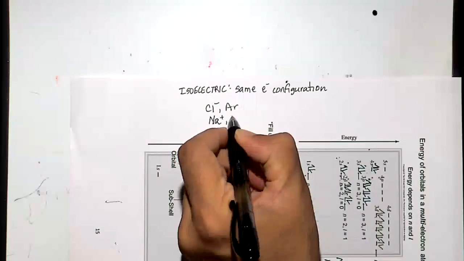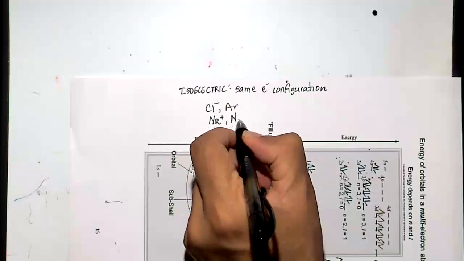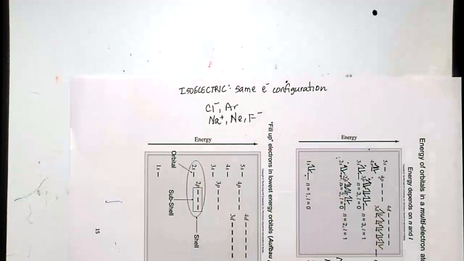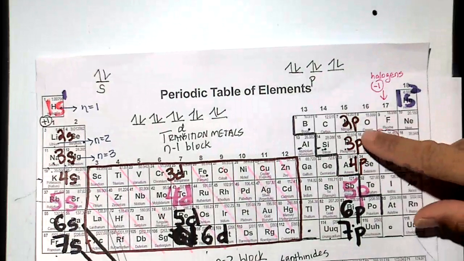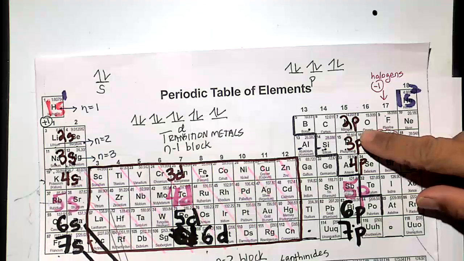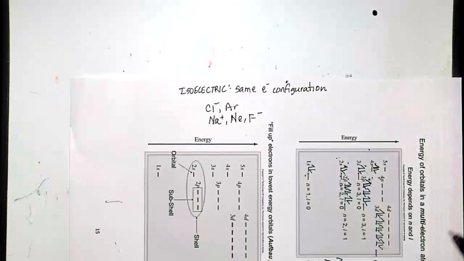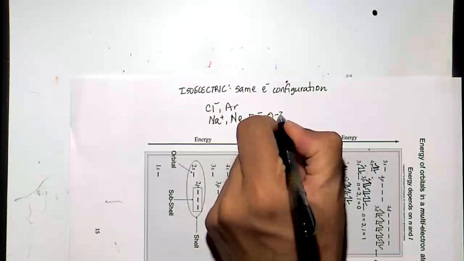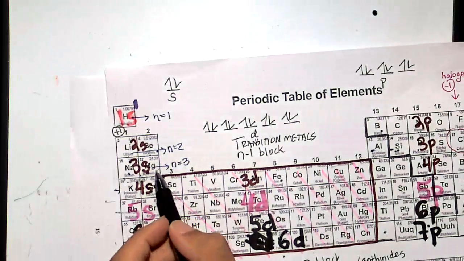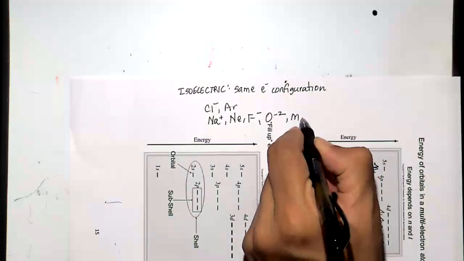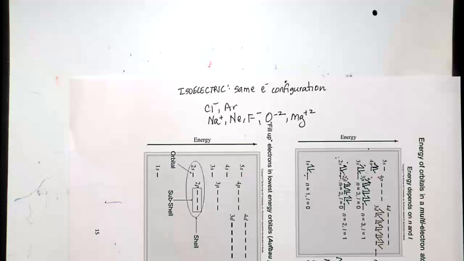What else can be isoelectronic with the noble gas neon? Not fluorine, but F minus, fluoride ion. Correct. Anything else? How about O minus 2? Would that be isoelectronic with neon, gaining 2 electrons? Yes, very good. Magnesium plus 2 would be isoelectronic with neon. So all of these are isoelectronic. Let's circle them in the pen.